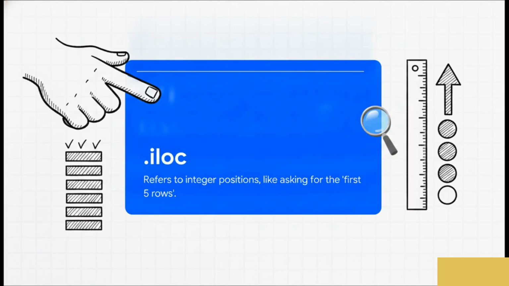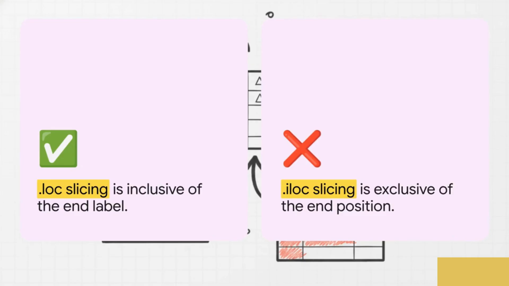And this brings us to a subtle but incredibly important difference when you start slicing your data. With .loc slicing, it is inclusive of the end label. So if you ask for A through C, you get A, B, and C. But with .iloc slicing, it is exclusive of the end position. It behaves exactly like normal Python list slicing. If you ask for positions 0 through 3, it gives you 0, 1, and 2, but totally excludes the 3. Keeping this inclusive versus exclusive rule straight in your head, that is going to save you hours of debugging.